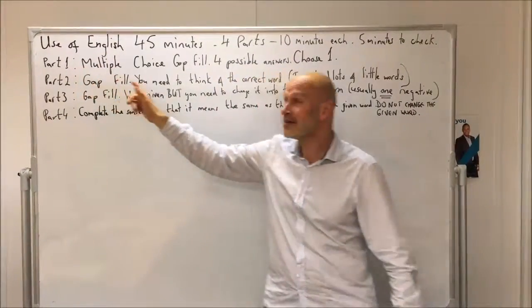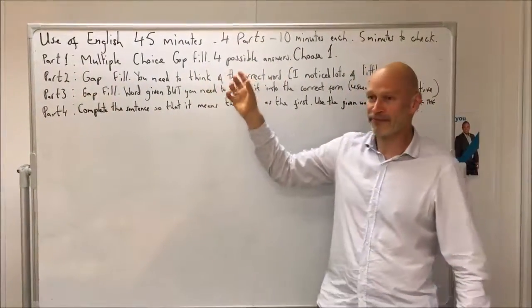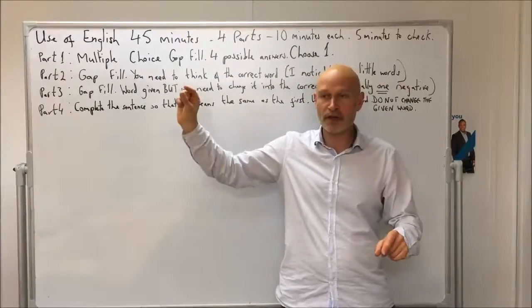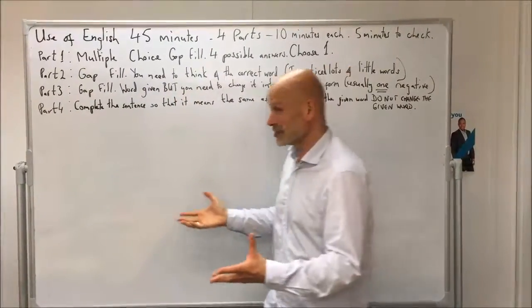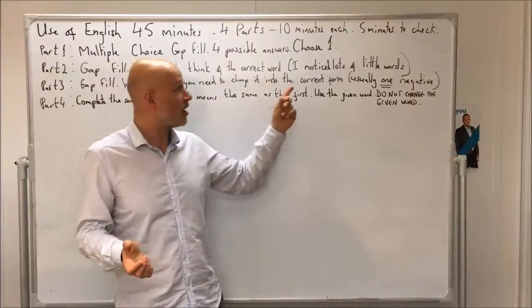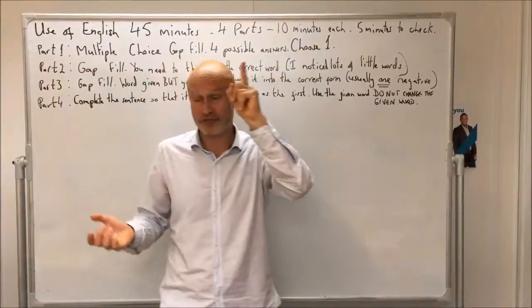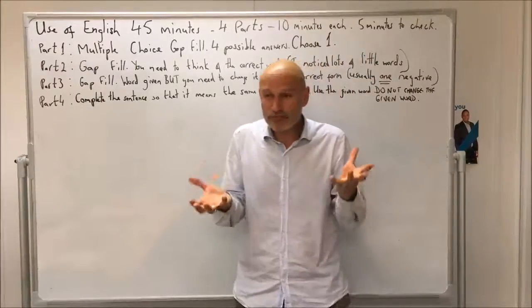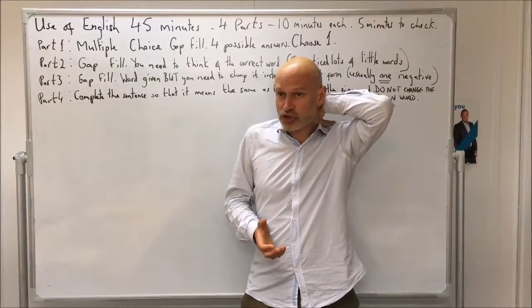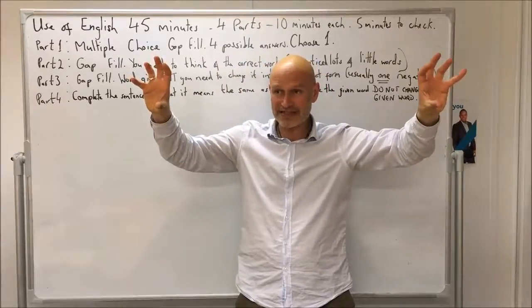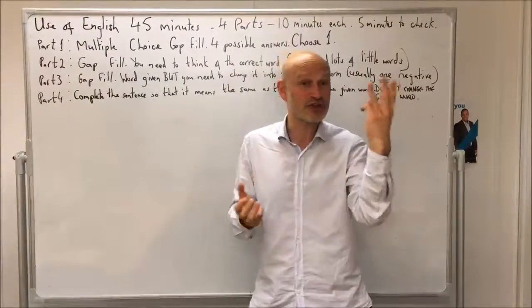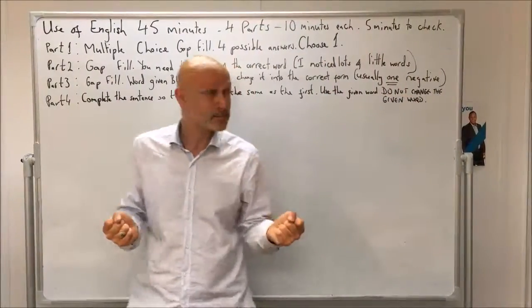Now, part 1 is a multiple choice gap fill. There are gaps, and at the very bottom, there are 4 possible answers for each one, and all you need to do is to choose the correct answer. Choose one answer. Remember, only one answer. It's quite challenging, but you know, you can do it. You've got possibilities there. Normally there's always one that's completely wrong, so you've got always 3 possibilities here.